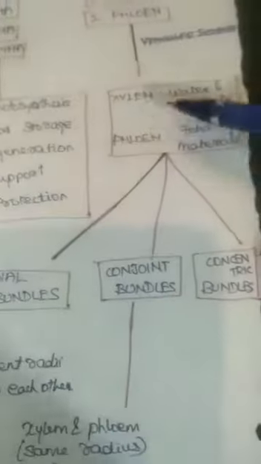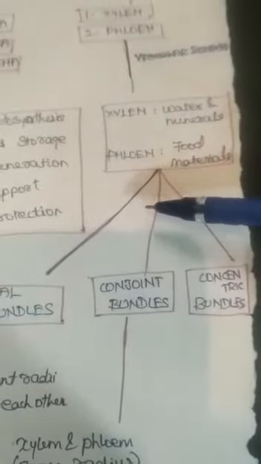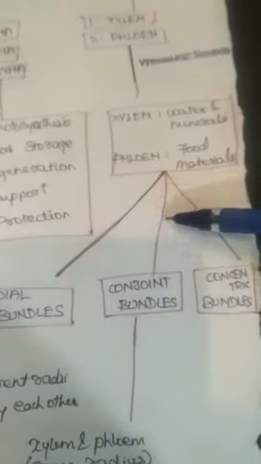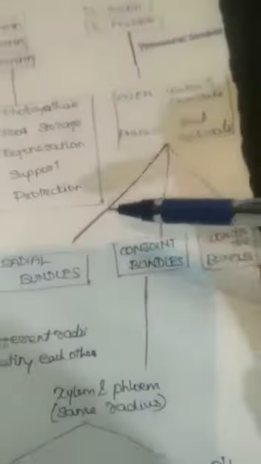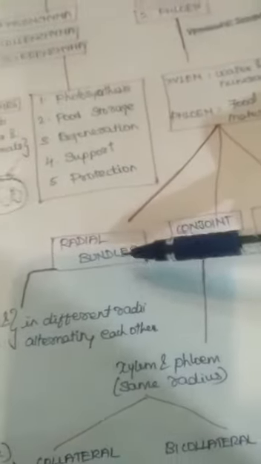Phloem takes food materials to all parts of the plant. Now, the xylem and phloem tissue are generally found in the form of bundles. That is called vascular bundles. Now we are going to see how these xylem and phloem tissue are found in roots.